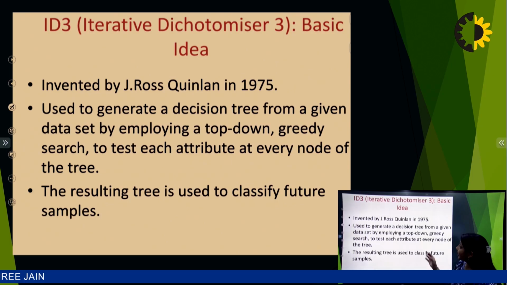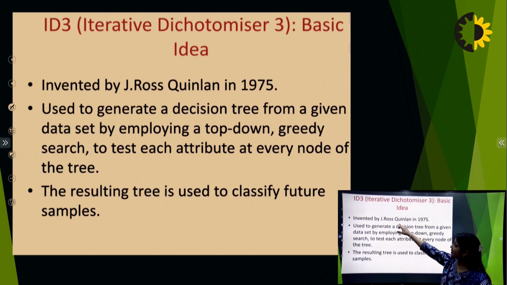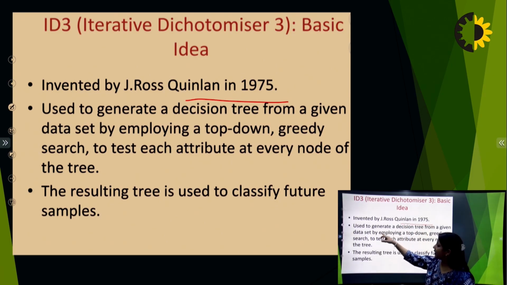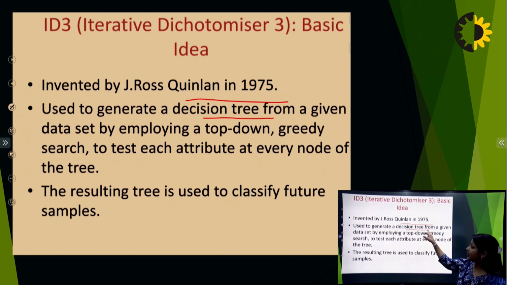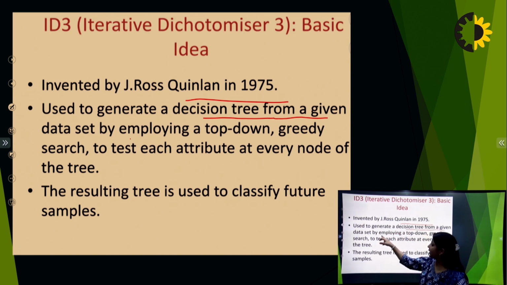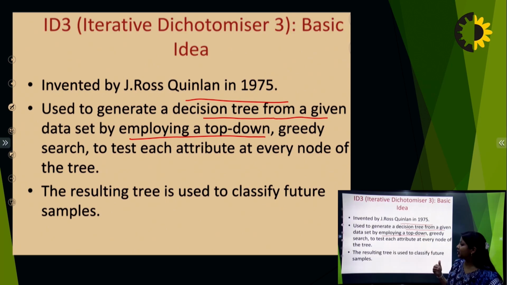So what is the basic idea? This was invented by Ross Quinlan in 1975, and it is used to generate the decision tree from the given data set by employing a top-down greedy search. Actually the decision tree approach is a top-down approach, where we divide our data set into the form of a tree, and the resulting tree is used to classify future samples.